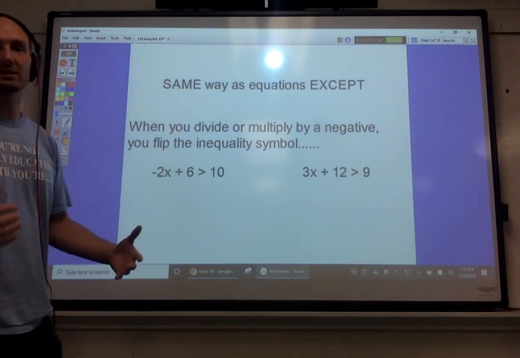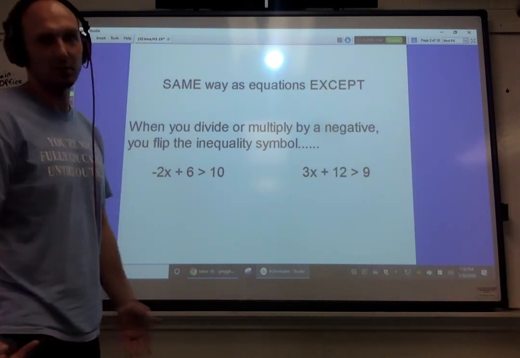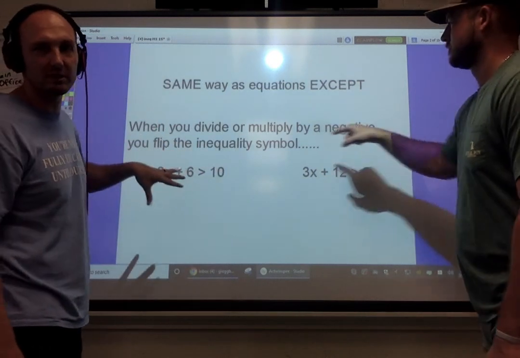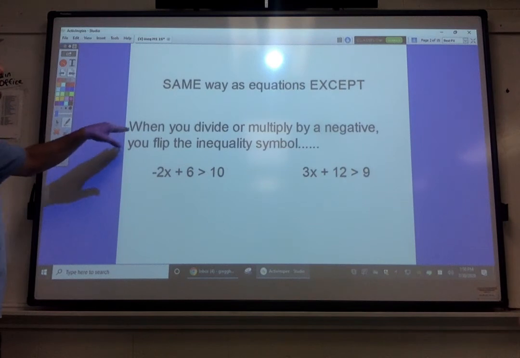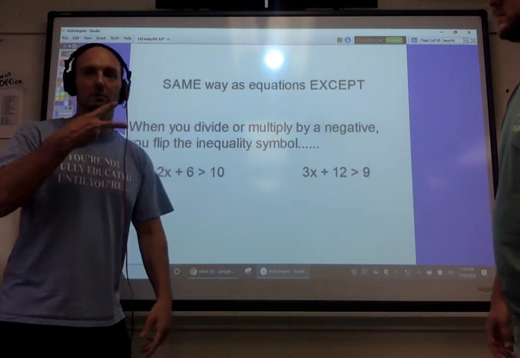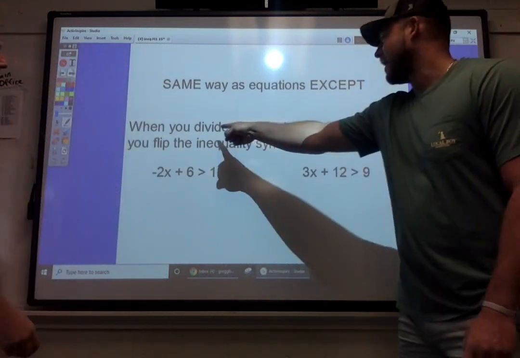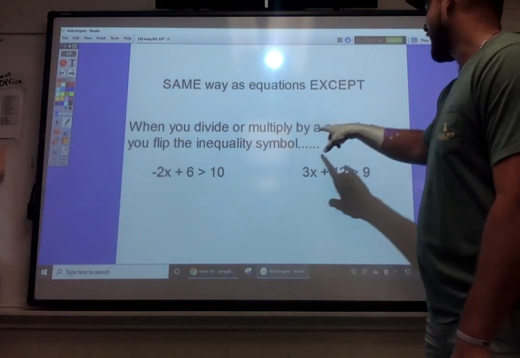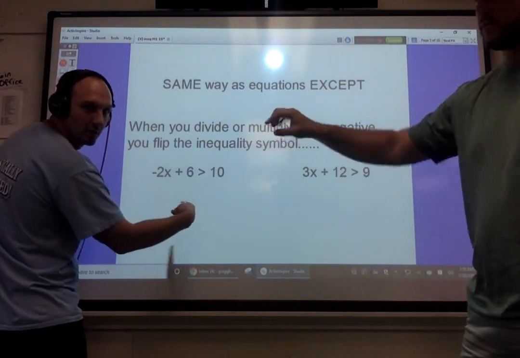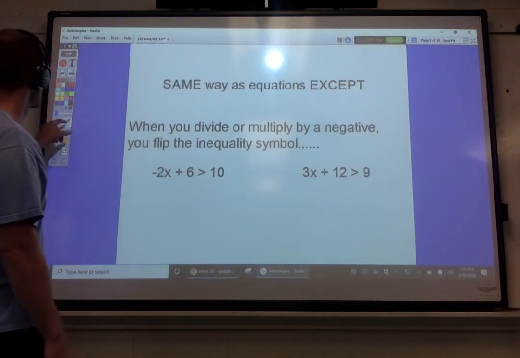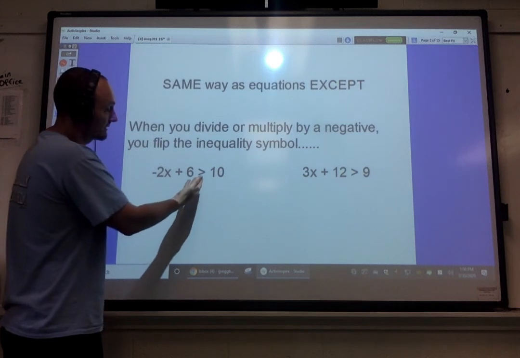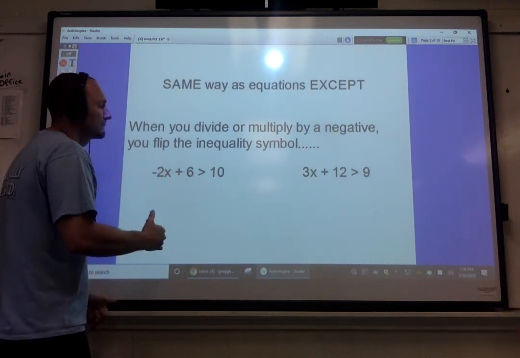Alright, so we're going to solve these the same way as we do equations, except you're going to write this down. This is an example and a non-example, so you can see the difference. When you divide or multiply by a negative, you will flip the inequality symbol. Let's say that again. When you divide or multiply by a negative, you flip the inequality symbol. You flip the arrow. Alright, so let's work it out and see here. Pretend the inequality symbol is an equal sign.